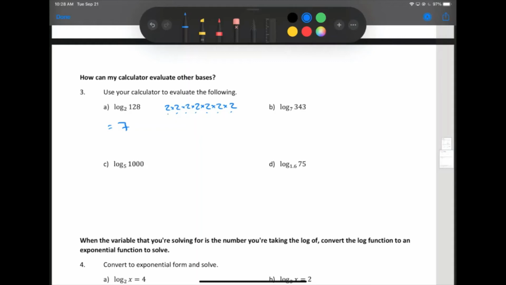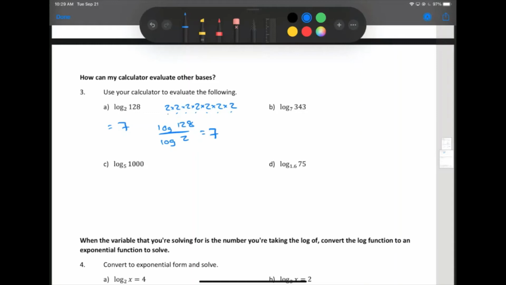So that's doing it logically, but I want to show you another way you can do it. You can do log base 10 of 128 divided by log base 10 of 2. I'm not going to explain why this works right now, but I'm going to tell you it does. So the log base 2 of 128 is the log of 128 over the log of 2. So I type in 128 log, which gives me a number that doesn't matter, divided by the log of 2, which is a number that doesn't matter. And when I divide them, I get out 7.